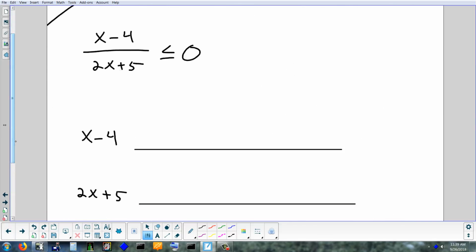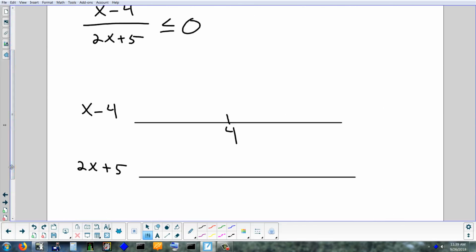Division, kind of the same thing. So mark your roots. 4, and that one's going to be negative 2.5. And nothing else changes at all. Negative on the left. Bigger than 4 will end up positive. If you're less than negative 2.5, that's negative. Greater than 2.5, positive.